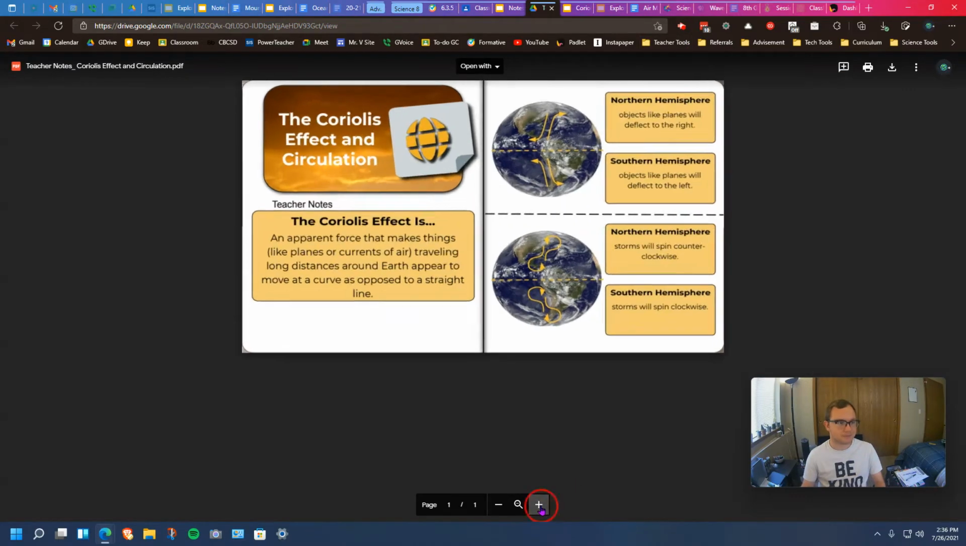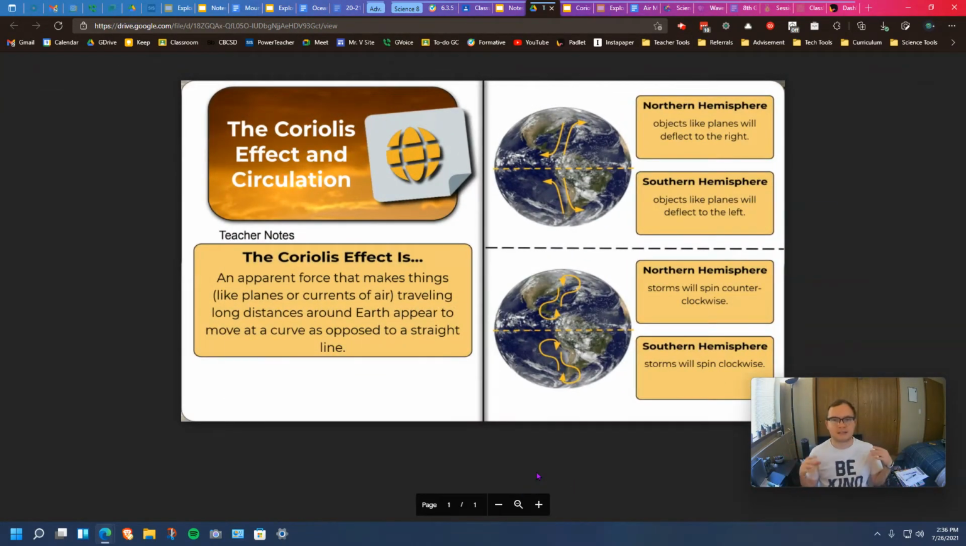Okay, there we go. So the Coriolis effect. It's an apparent or a pseudo force. So it's not like a real force, like gravity is a real force, right? If I drop something, something's going to fall. It makes it look like something's happening. I think this is where the confusion is, but it's not. It's more of a phenomenon, things that happen just because of nature.